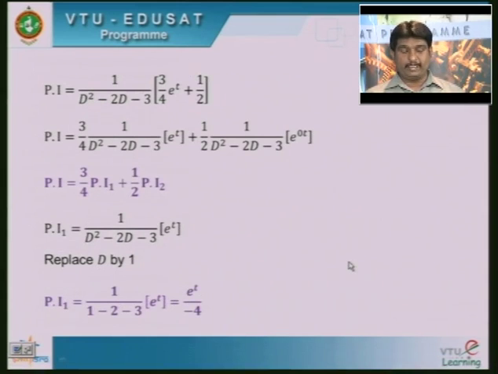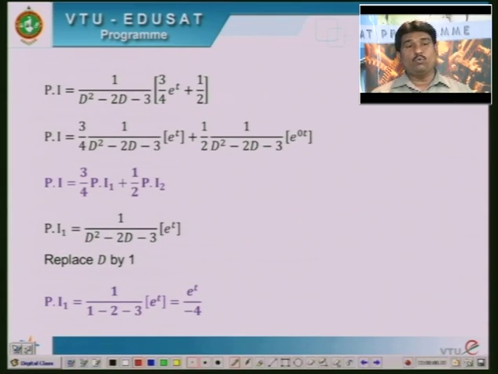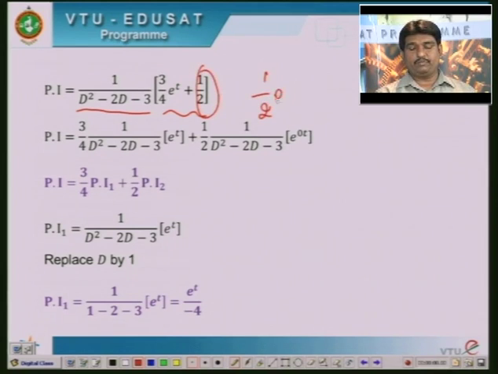Now let us find PI. PI is 1 divided by f(D), which is D² − 2D − 3, operated on (3/4)e^t + 1/2. I will separate this. I will treat this half as half times e^(0t). So I will operate f(D) on both of these to get 3/4 times PI1 plus half of PI2. Let me find PI1 first.